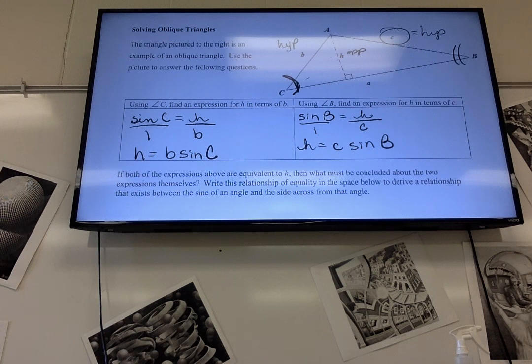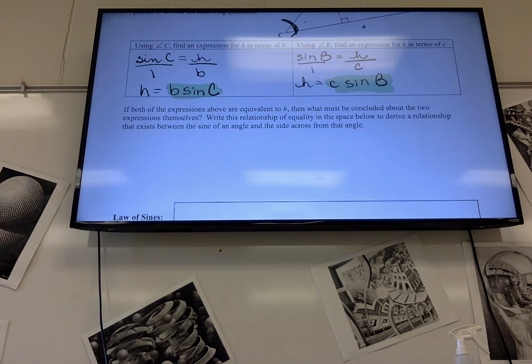But we could do that one more time. Do it with A. Little a and big A. So if both of the expressions above are equivalent to H, then obviously these two have to be equal to each other, right? Because if they're both the height of this triangle, then those two expressions have to be equal to each other. So we're going to write that. We know that b sine of C is equal to c sine of B.